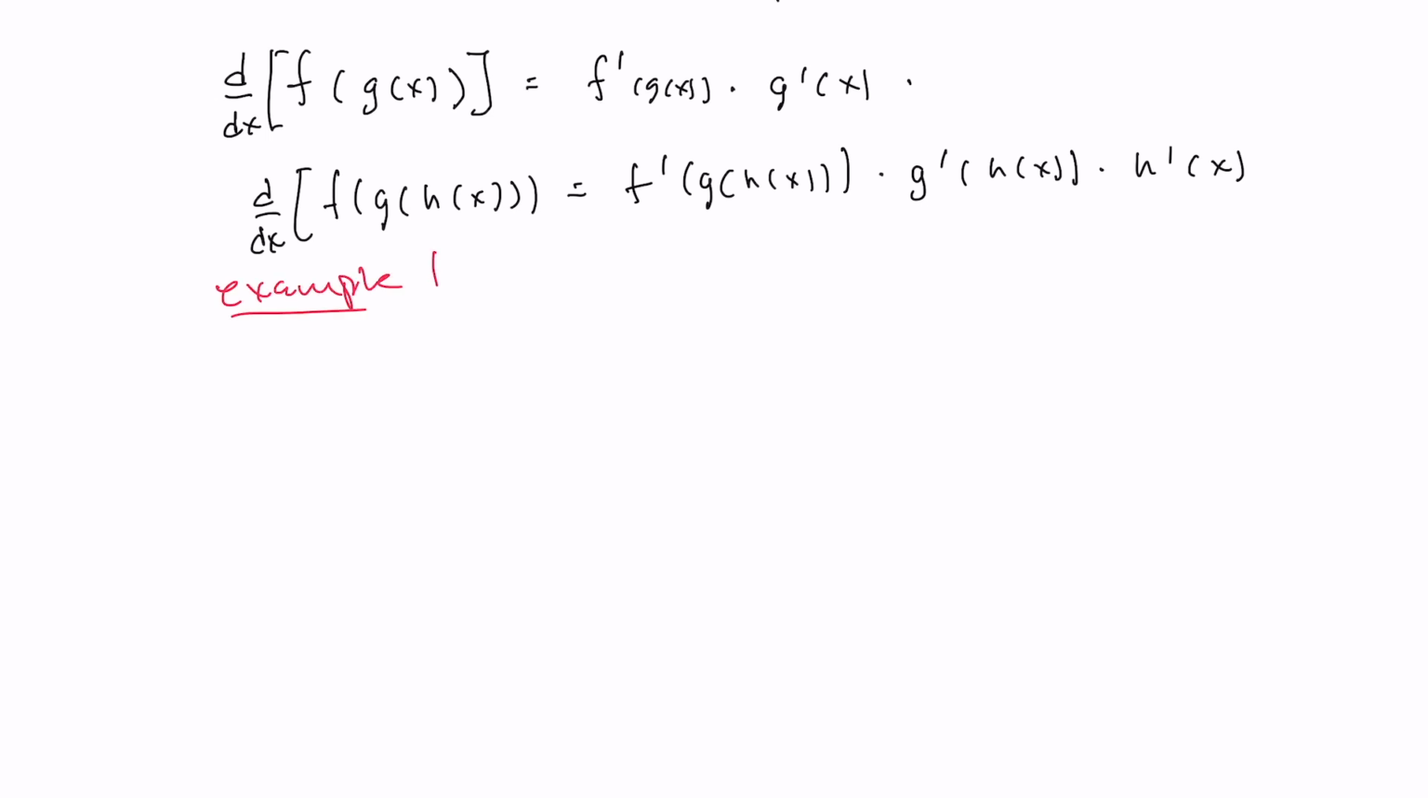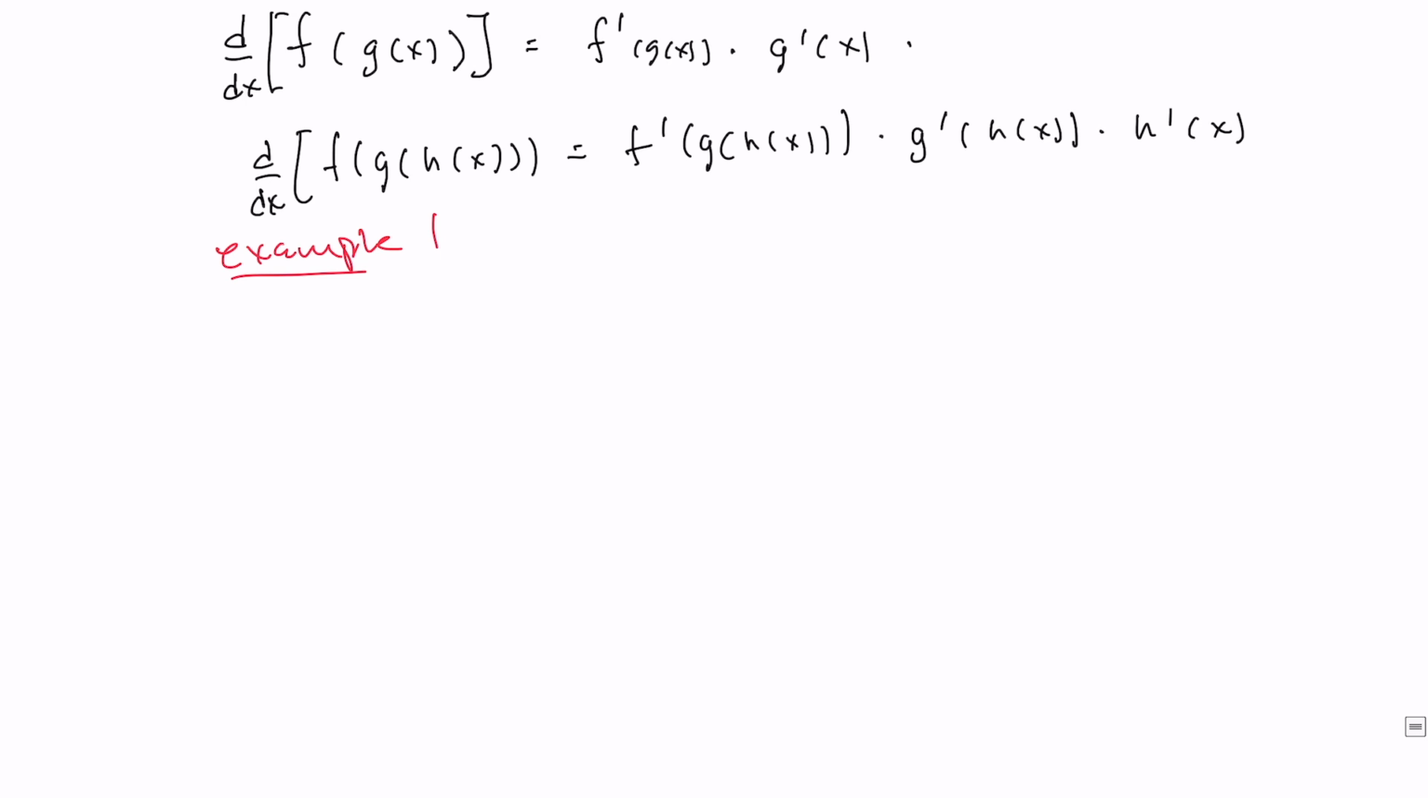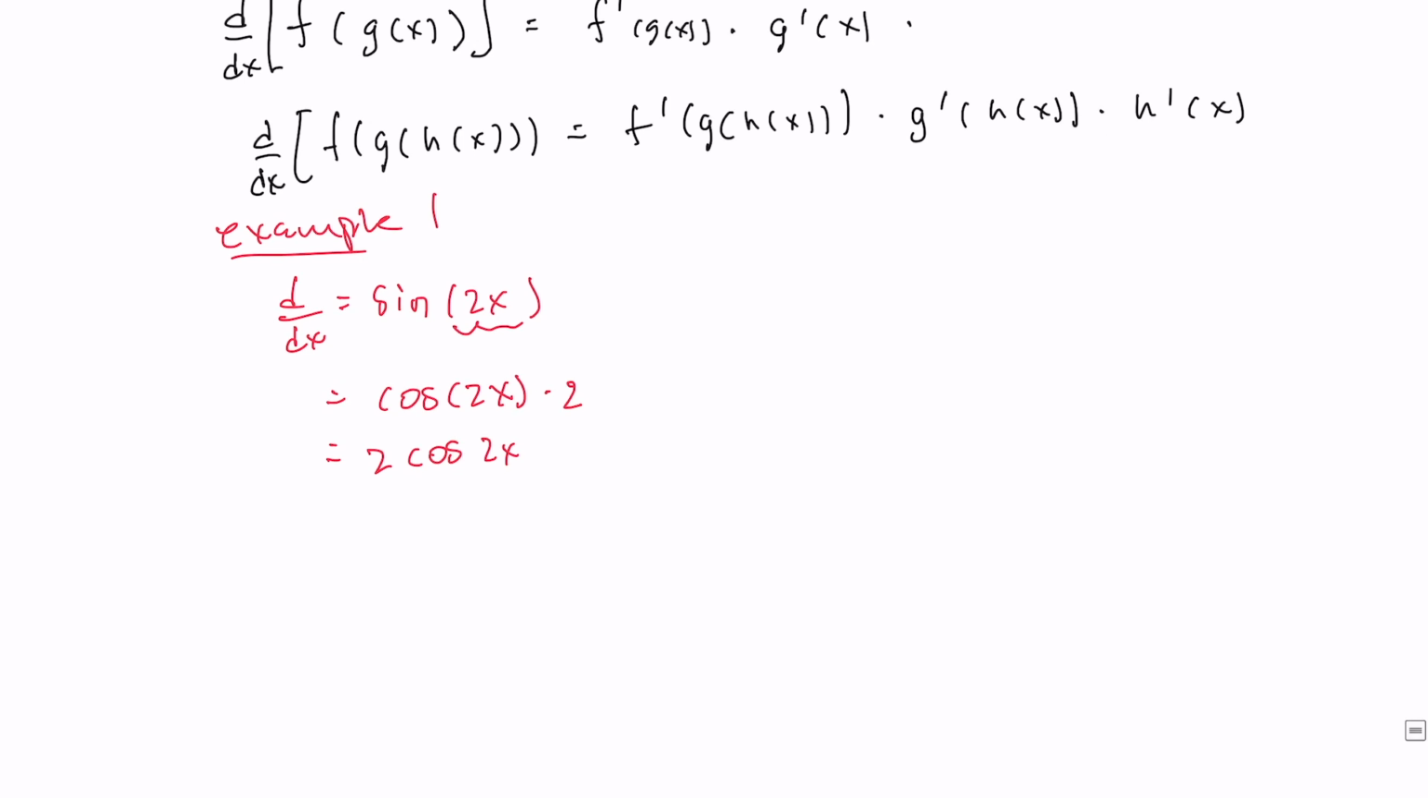Example 1. Let's say we want to take the derivative with respect to x of sine of 2x. So as we say, it's the derivative of the outside function. So the derivative of sine is cosine. So cosine of 2x multiplied by the derivative of the inside, which is 2x. So the derivative of 2x with respect to x is simply 2. So this is equal to 2 cosine of 2x.